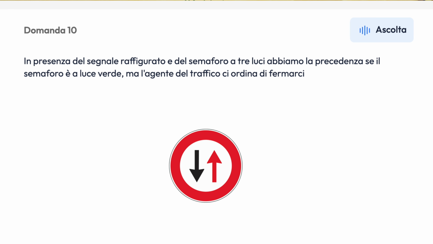In presenza del segnale raffigurato e da semaforo a 3 luci, abbiamo la precedenza se il semaforo è a luce verde, ma l'agente di traffico ci ordina di fermarsi. The question says, in the presence of this sign and the traffic light is on green, we have right of way even though there is a traffic agent telling us to stop. The answer to this question is falso.